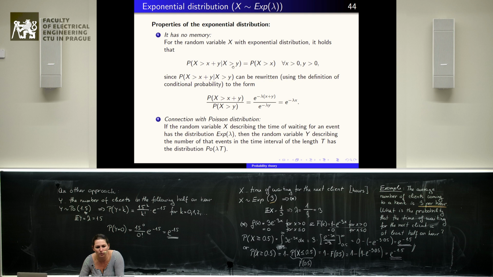And so it means that when we know that we are waiting at least some time y, and we want to calculate the probability that the total time of waiting will be x plus y, it is the same as the probability that we will wait at least x from now. So we can forget how long we are already waiting, because the events are independent. So the time of coming of the next client is independent of the previous client. So independently of whether the last client already left, or whether the last client left 2 hours ago, the next client will come in some time. So this is the first property, and I will prove it just briefly.